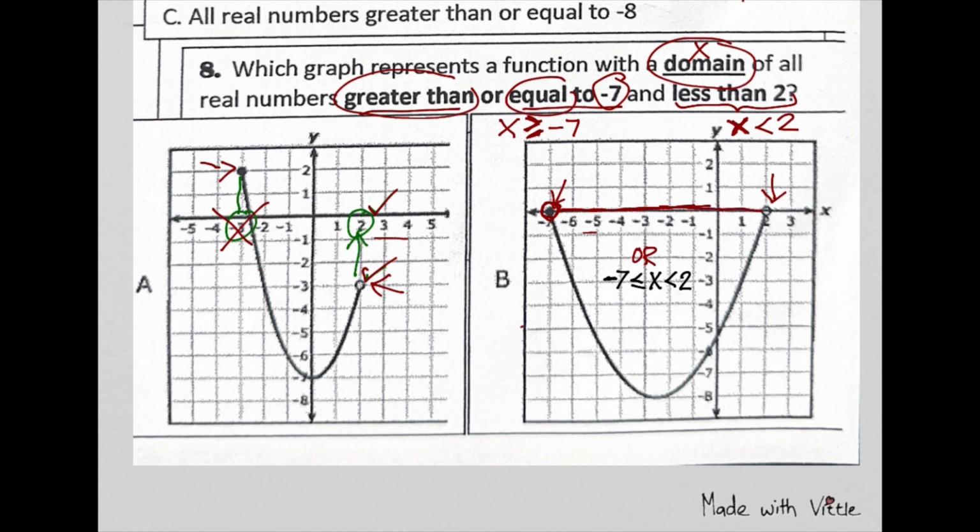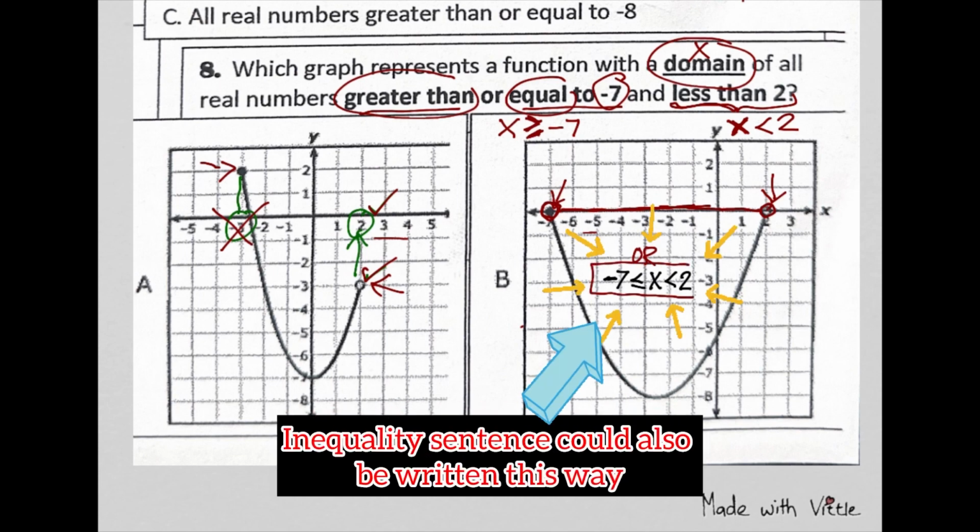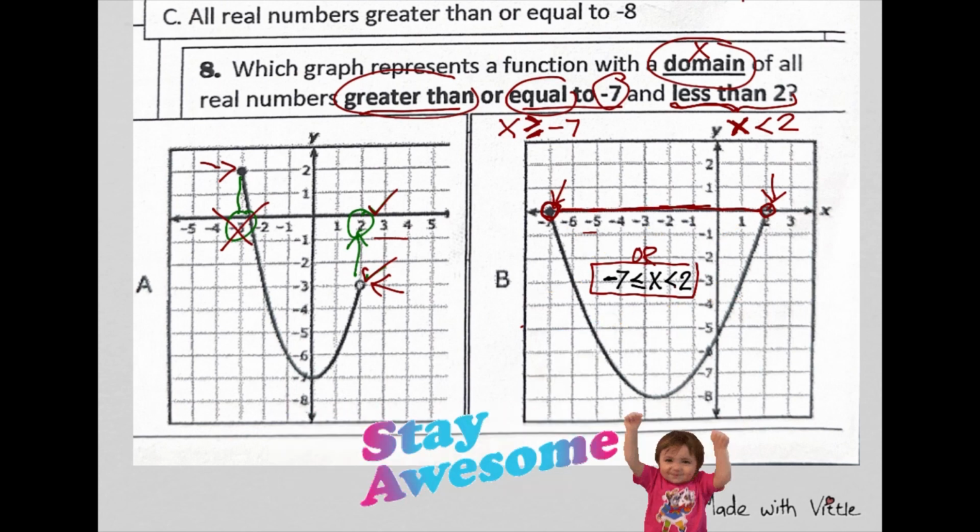It should also be everything that is less than 2, but not equal to 2. That's why it's unshaded here. Therefore, this parabola represents the description of the domain. We can also write down this sentence that says negative 7, which is the least number, is less than or equal to x, wherein x is less than 2. Okay?